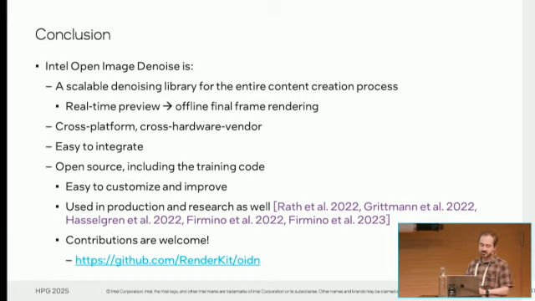So it's time to wrap things up. We've seen that Intel OpenImageDenoise is a scalable denoising library which offers solutions for the entire content creation process, ranging from real-time previews to high-quality final frame rendering. It's cross-platform, has cross-vendor hardware support, and it's easy to integrate. And last but not least, it's fully open source, which makes customizations and improvements possible for users. This also makes it suitable not just for production, but research as well.